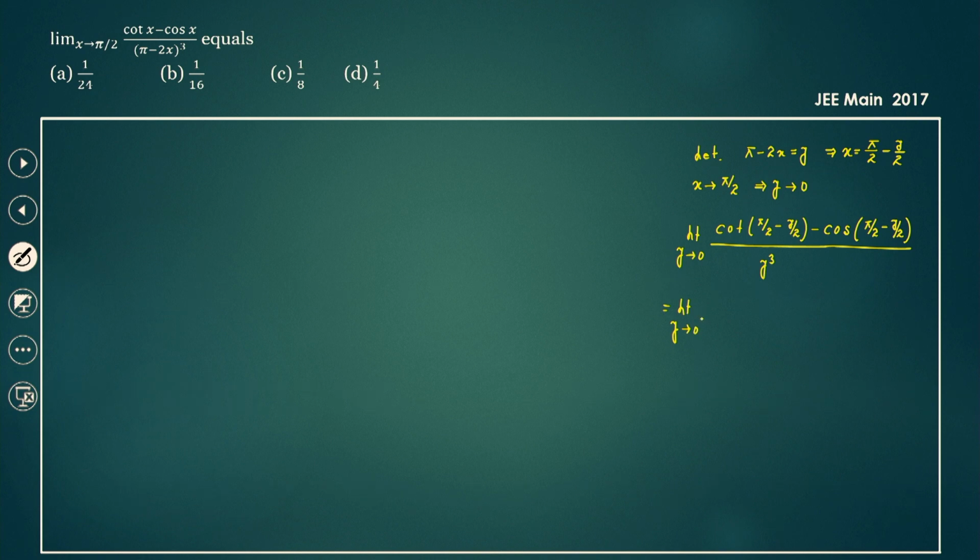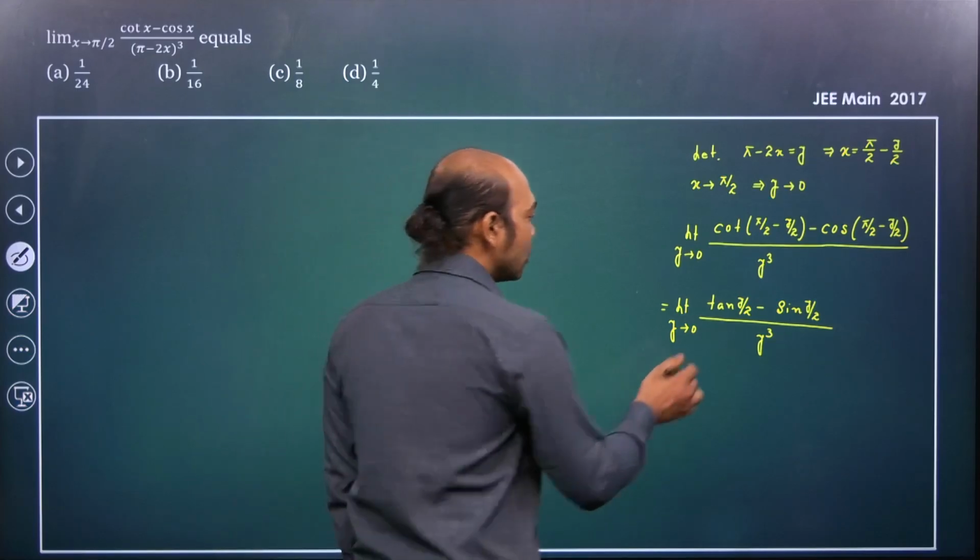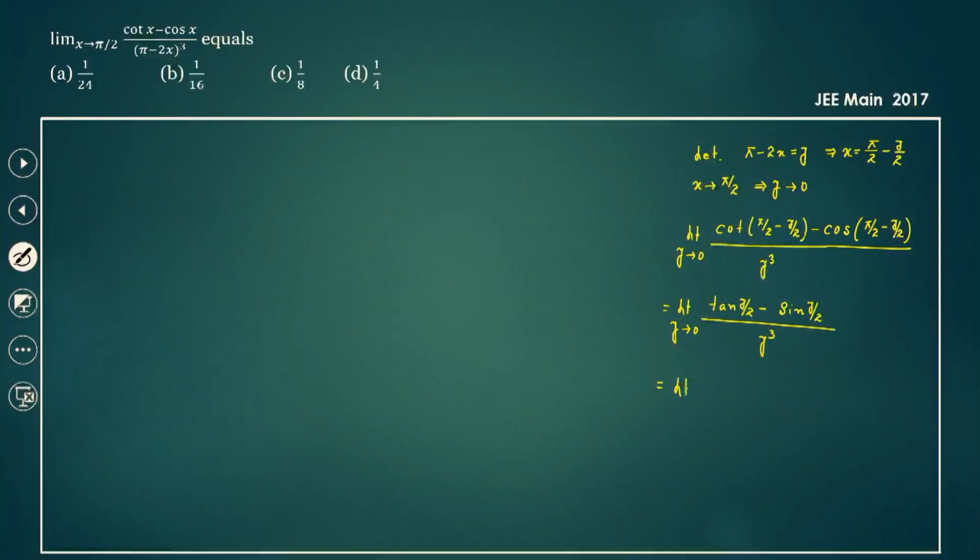So our problem is now limited to tan y by 2 minus sin y by 2, divided by y cube. tan y by 2 can easily be written as sin by cos, right? So taking sin y by 2 common, we have limit y tends to 0 of sin y by 2 times 1 by cos y by 2 minus 1, divided by y cube. Let's consider the limit as L.